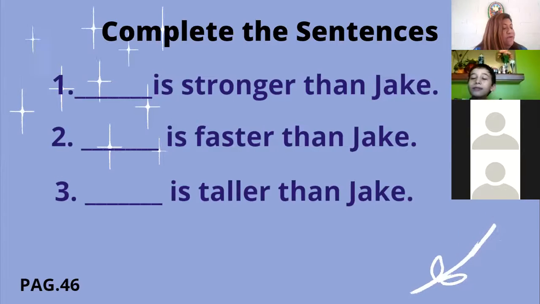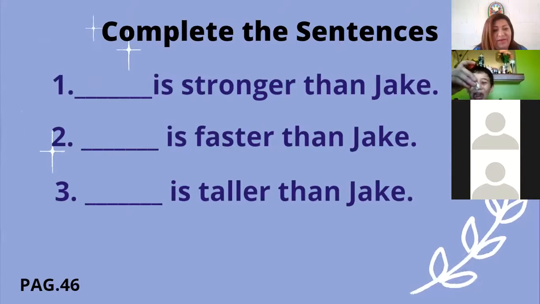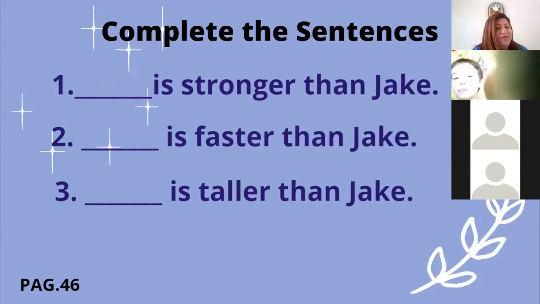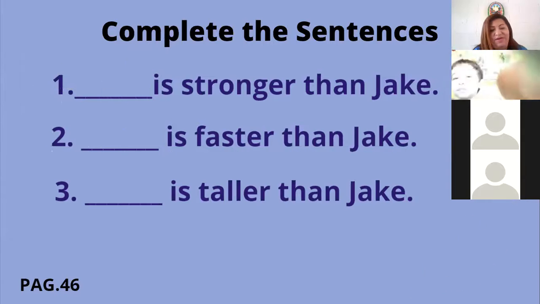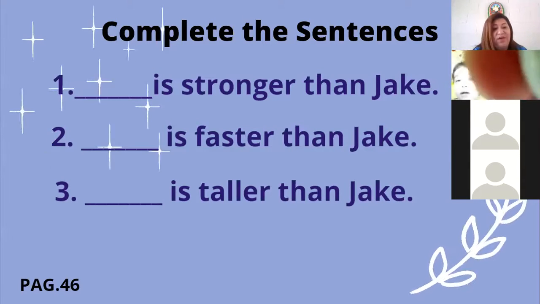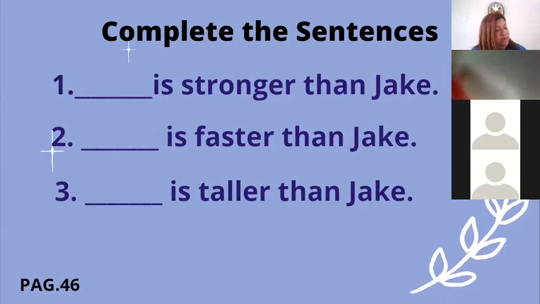Who is faster than Jake? Let me see. Who is faster than Jake? Carlito says Lucy. Very good. Excellent. Okay. Lucy is faster than Jake. Now let's see number 3.